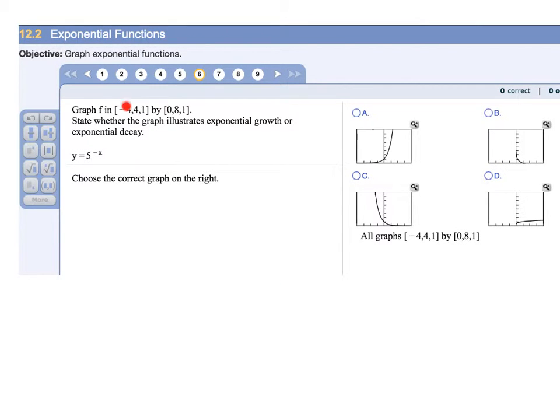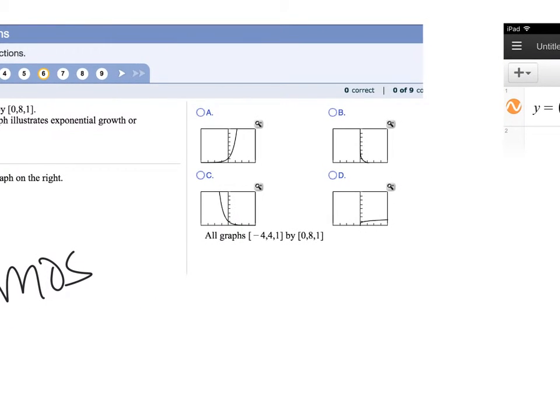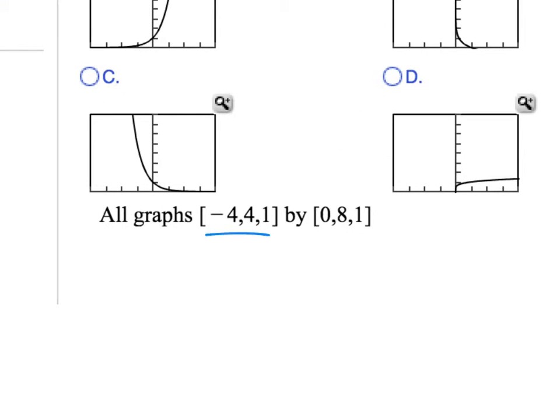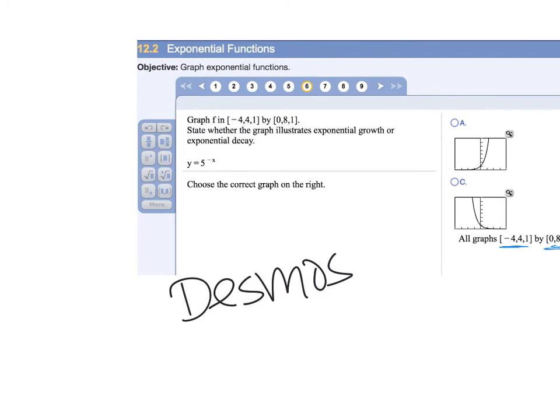So on this one again, it says for us to graph, and then it's got this stuff. So what the heck does all that mean? Well, again, you're going to use Desmos, and when we look at this notation, what they're saying is the x-axis needs to go from -4 to +4, and it's going to go by ones. And then the y-axis is going to go from 0 to 8, and its intervals are going to go by ones.